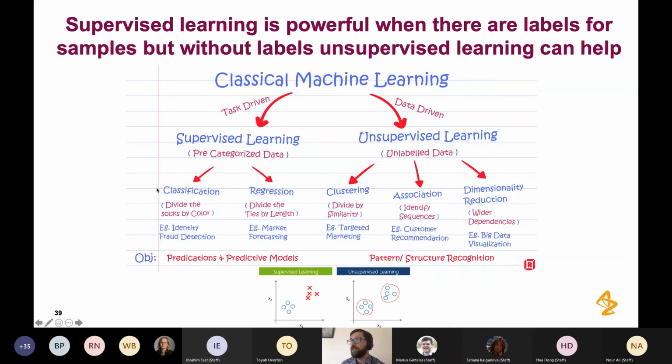For supervised learning, it can be classification. I like this example, divide the socks by color. Or it can be regression, divide the ties by length. And for unsupervised learning, we don't have labels, so we can cluster, divide by similarity. We apply an algorithm which tries to automatically cluster these samples according to a defined similarity. Or sometimes we want to run dimensionality reduction. For example, if you have 20,000 genes, maybe we are not interested in all of them. We want to reduce to only the genes which drive cancer mutations, for example, and then we can run some dimension reduction.